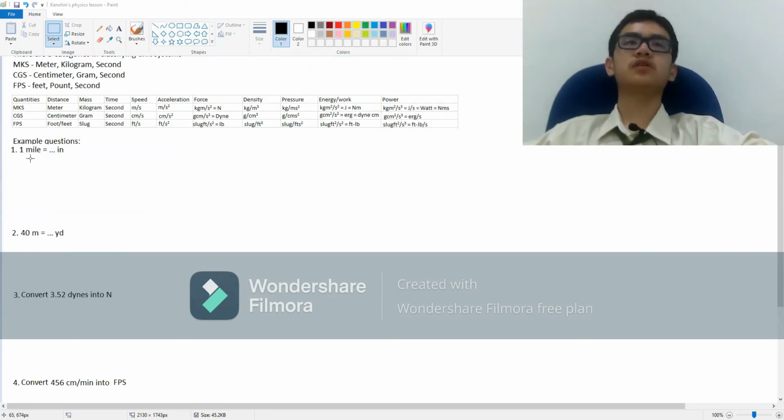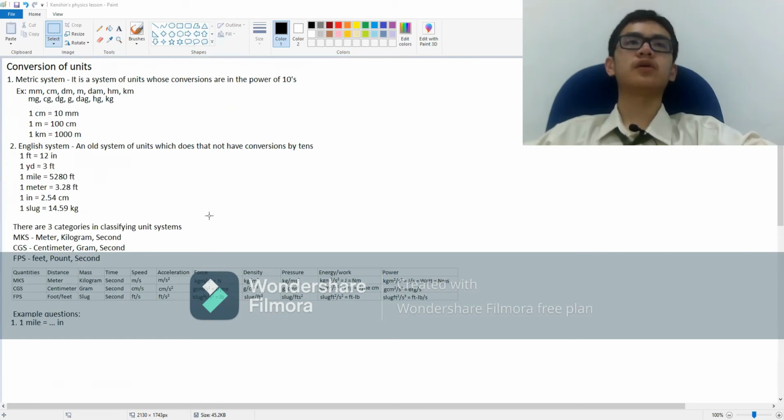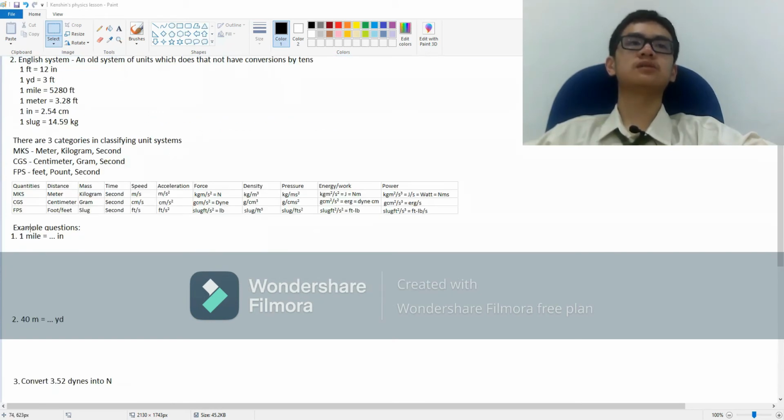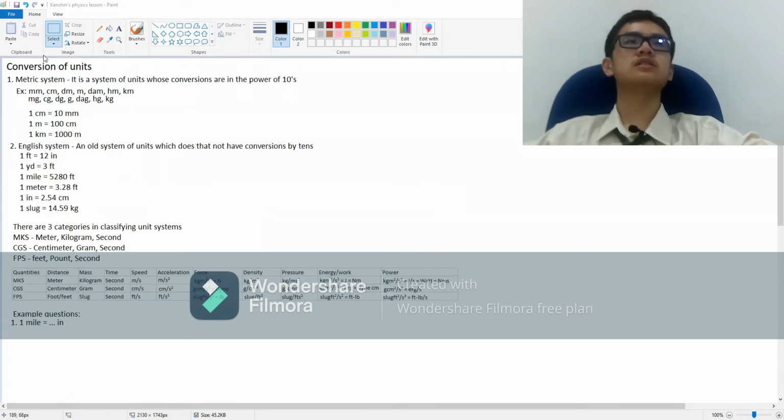Here I have a few example questions so you can understand how to do this better. So first, 1 mile to inches. As you can see, there's no direct way to convert miles to inches. So let's do this step by step. 1 mile is equal to 5,280 feet. Then you can see that 1 foot is equal to 12 inches.